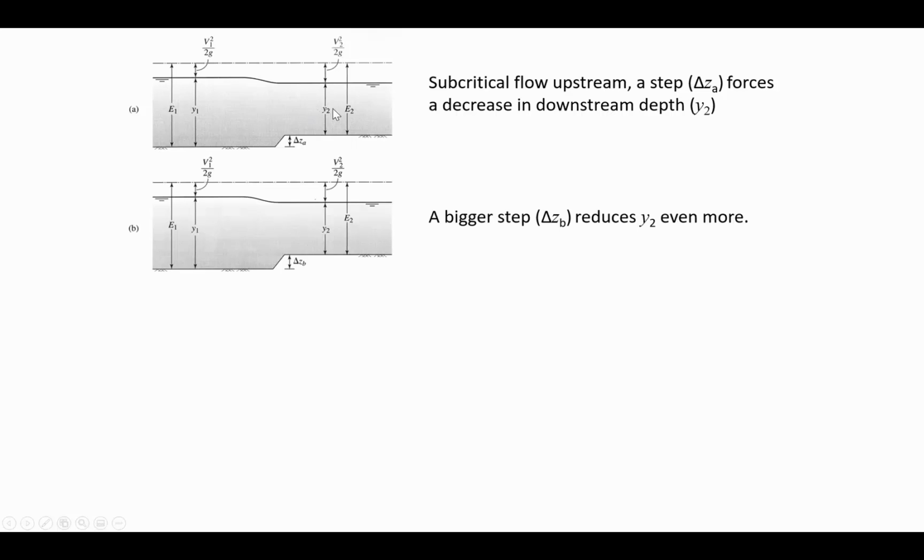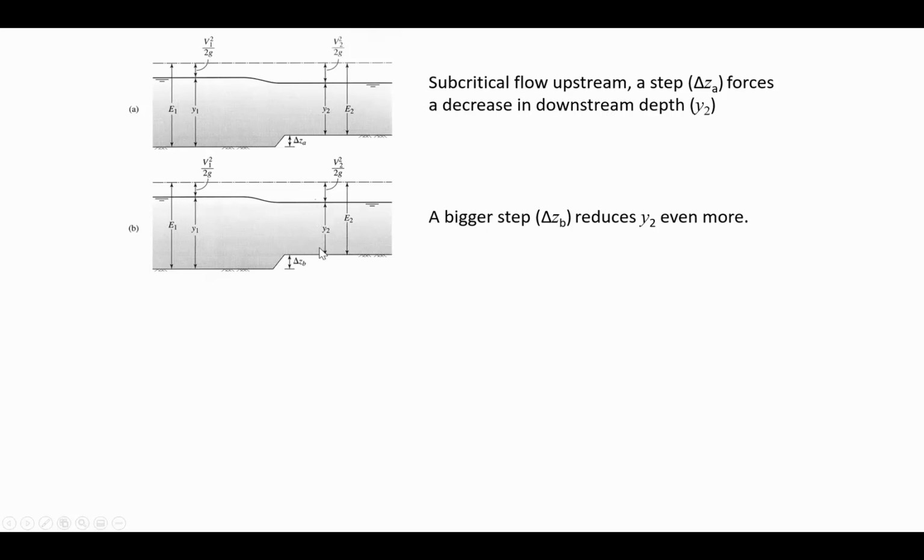So we can use the specific energy diagram to predict whether it's going to step down or step up. Let's think about a really small step up. If this is subcritical flow, and if we have a specific energy diagram, and we'll look at one in just a moment, what that means is that you had some original depth and the flow depth y2 decreases. If you have a bigger delta Z, then that decreases the flow depth downstream even more.